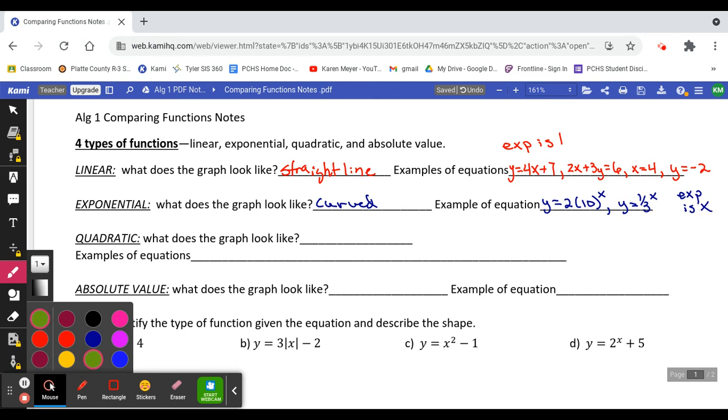Third one, quadratic. A quadratic looks like a U shape. And we have 3 different forms for a quadratic. You can have something like y equals x squared plus 3x minus 5. Y equals parentheses x minus 3 quantity squared plus 7. Y equals parentheses x minus 1, x minus 5.